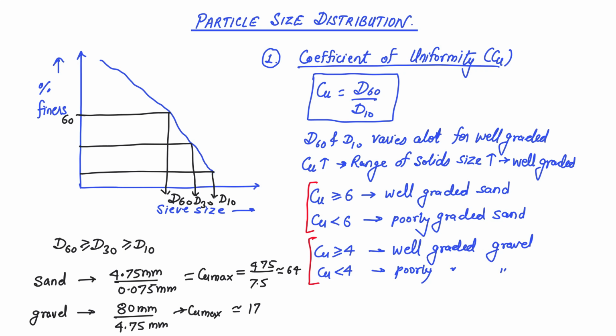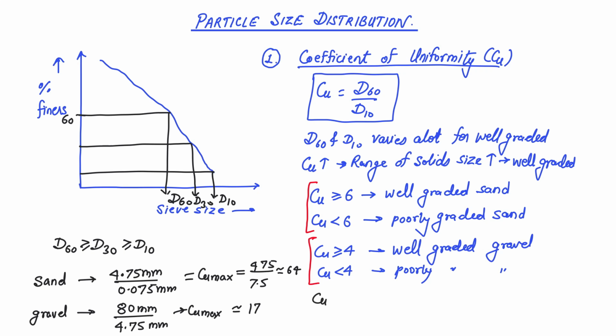Because the maximum possible value of Cu for the sand is 64, the expectation from sand is kept more as compared to the gravel. So I hope now you understand why we keep this range for the sand, whereas this range for the gravel, and why it is said to be the coefficient of uniformity, because it tells us the range of the solids.